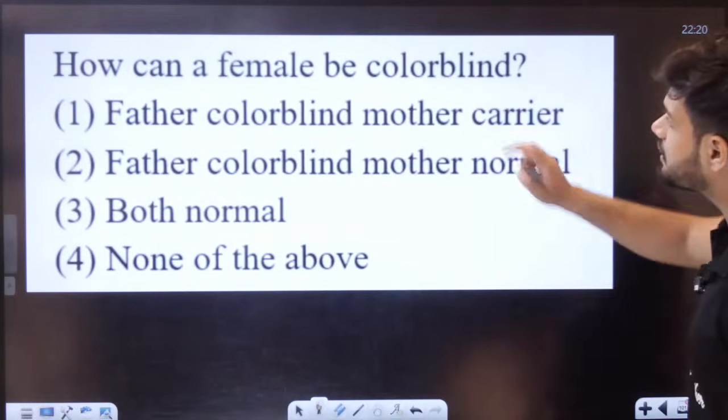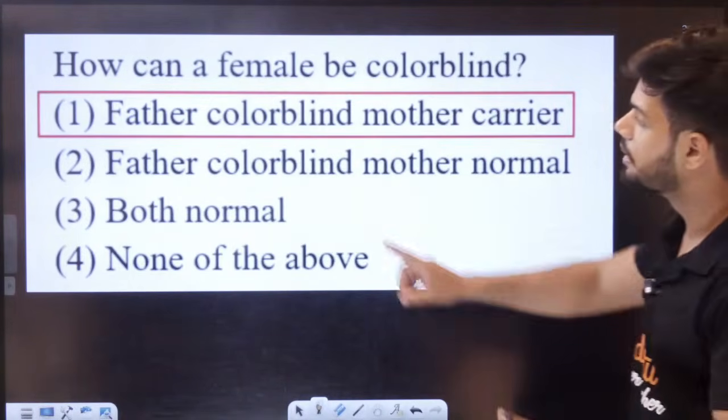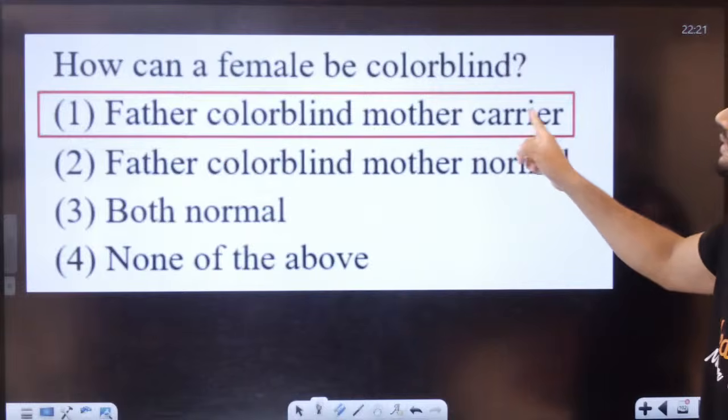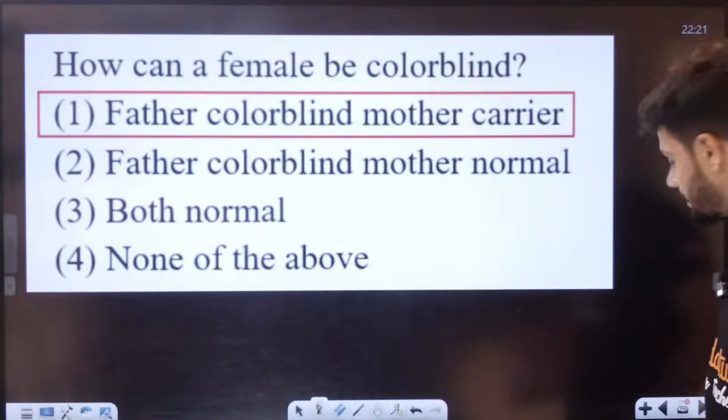So usually, how can a female be colorblind, students? A female can be colorblind if the father is colorblind and the mother is a carrier. In that case, she can become colorblind, students.